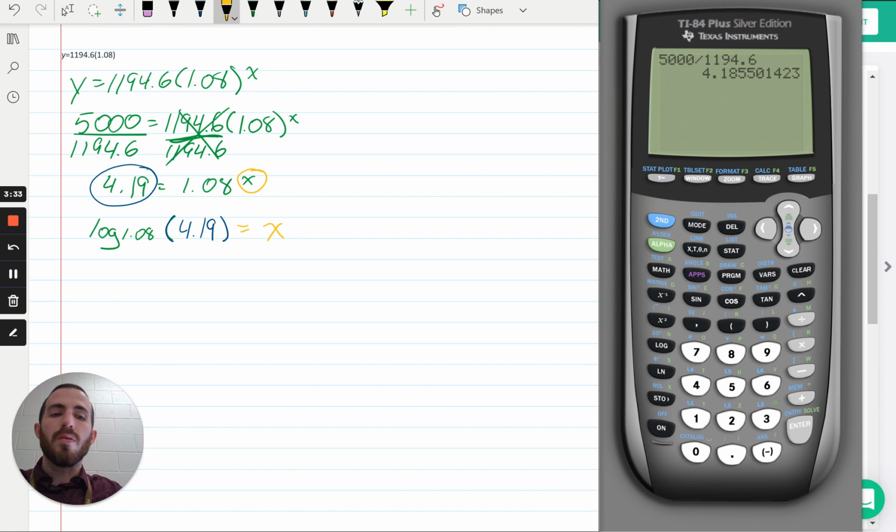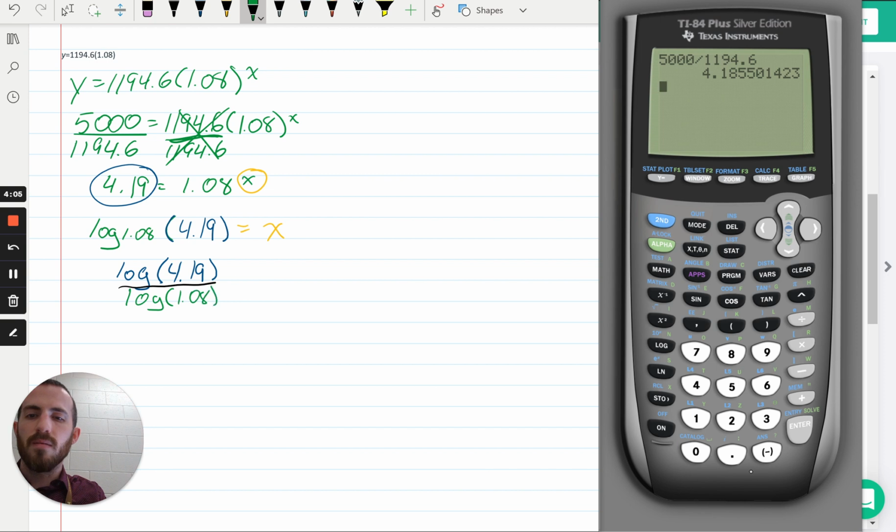Now, we want to solve for x, so in order to use the calculator for this, we have to put it in the calculator different than what it looks like. So we have to use the change of base formula, but it's super simple. How we put it in the calculator, it's going to look like this. It's going to look like log whatever's inside the parentheses divided by log, and then whatever is the base goes inside.